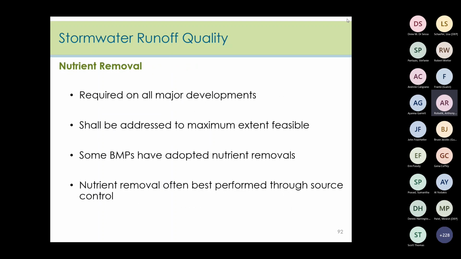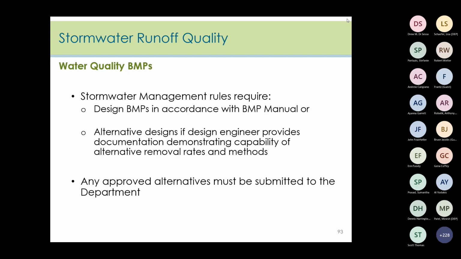Nutrient removal is required for all major developments. Some BMPs have nutrient removal capabilities, but the best way to handle nutrient removal is by source control. As mentioned earlier, water quality BMPs must be designed in accordance with the BMP manual. Alternative designs may be used, but these designs must be submitted to the department for approval.